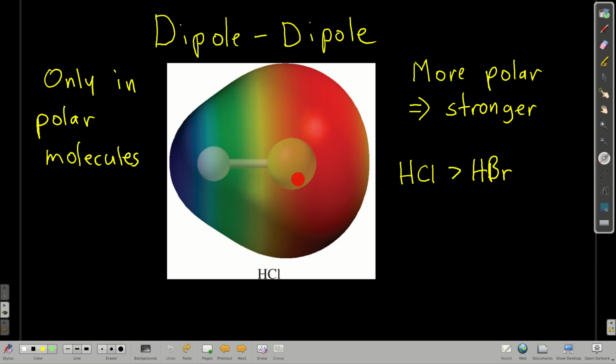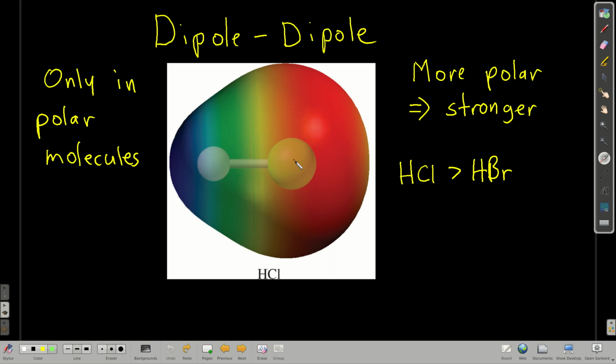This is hydrogen chloride, and chlorine has an electronegativity of 3.0. Hydrogen is 2.1. The difference in electronegativity is about 0.9. That makes this a polar covalent bond, and that means it's a polar molecule because there's only two atoms. And so this will exhibit dipole-dipole forces.